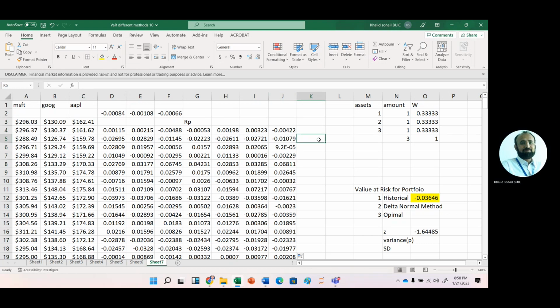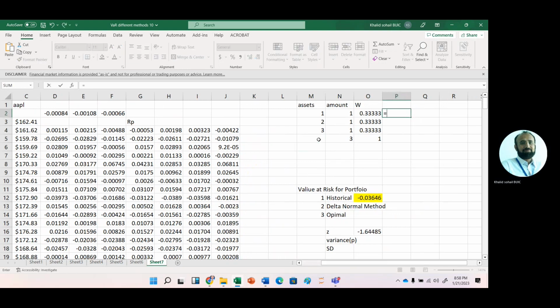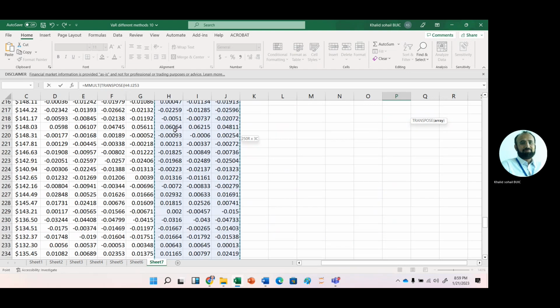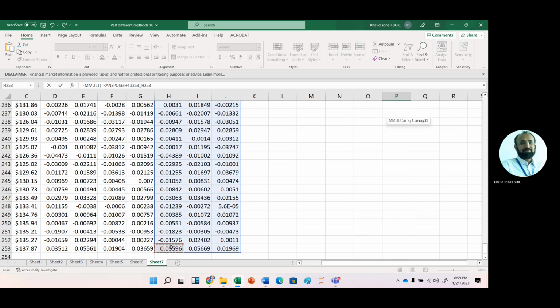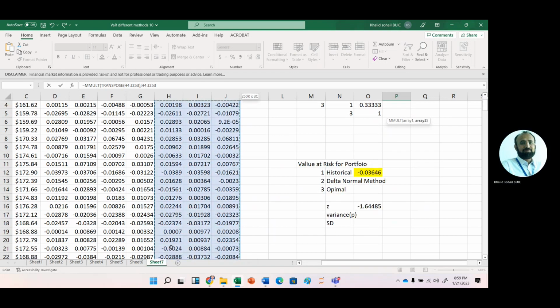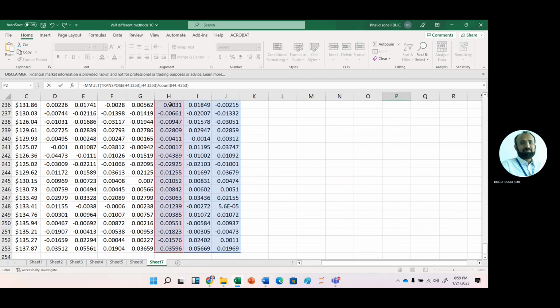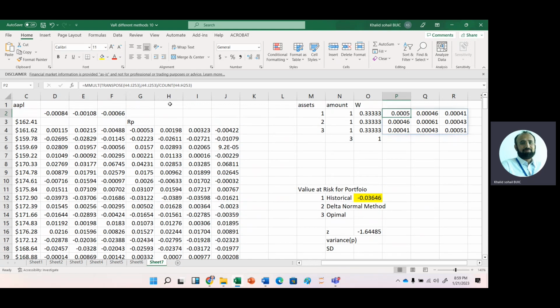Now we need the variance covariance matrix. For the variance covariance matrix, for example, here MMULT, then transpose this data, means these deviations, and multiplied by again these deviations and divided by the number of observations. Here, as we don't remember how many observations there are, we will use the count function. Now this is your count function. And now enter. So this is basically our variance covariance matrix.